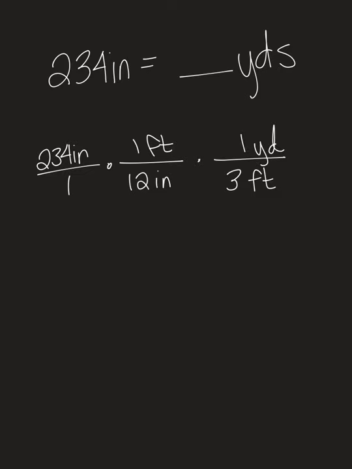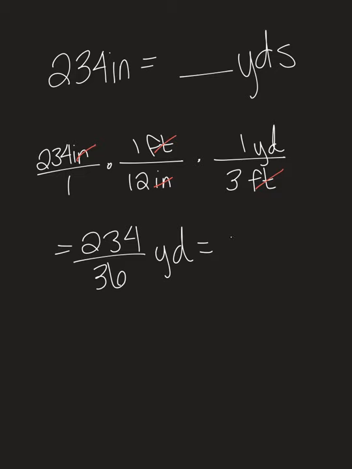And then we'll go through and cancel out those units. So inches cancel, feet cancel, that leaves us with yards. And now we'll go through and do our multiplication. So we're going to do 234 times 1, which is 234. And 1 times 12 times 3, which gives us 36. And again, we're just left with yards. And now you can finish with division. So 234 divided by 36, and you get 6.5 yards.